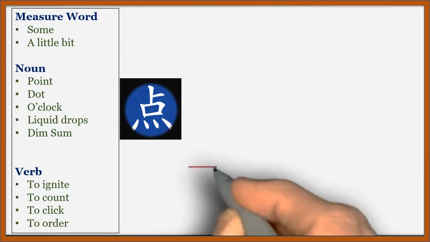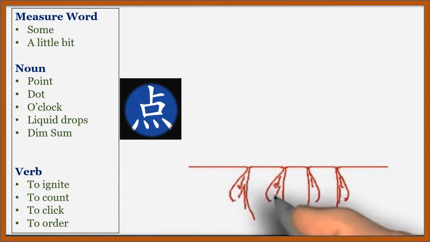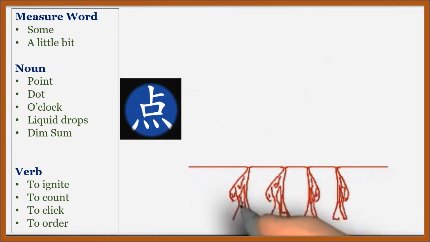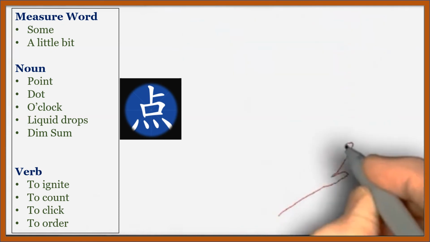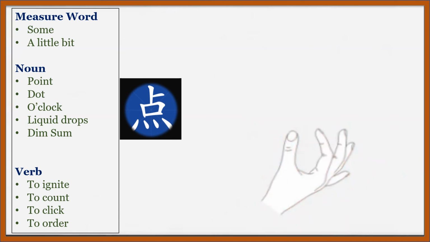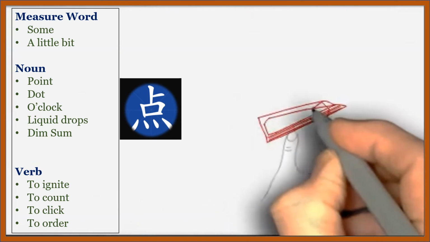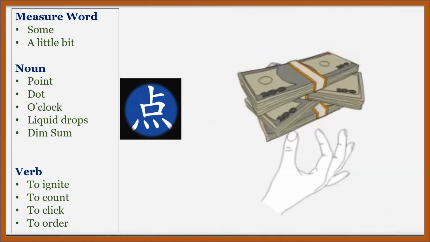Use as a verb, to ignite. The 4 dots underneath are fire flames, and the square in the middle is actually a cooking pot. So if you are cooking, you ignite first. To count, the 4 dots underneath are your fingers, and the little square in the middle is a piece of money. So you count money with your fingers.